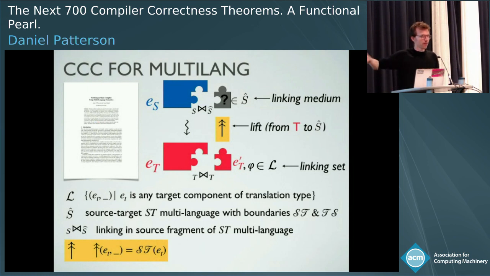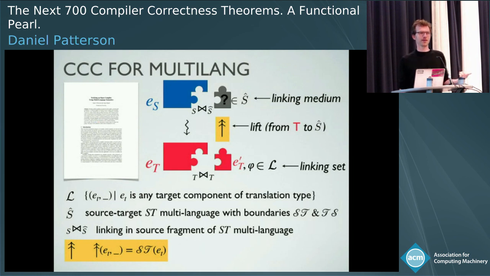And in their paper, they showed they can link with code that could not be expressed in the source language. And that's really good. When we think about real compilers, oftentimes the reason we're linking is to try to get access to things we don't have in our language. But it comes at a trade-off, which is that the linking medium is now this completely new multi-language. And so you have to understand, how does this multi-language work? How do these boundaries work?